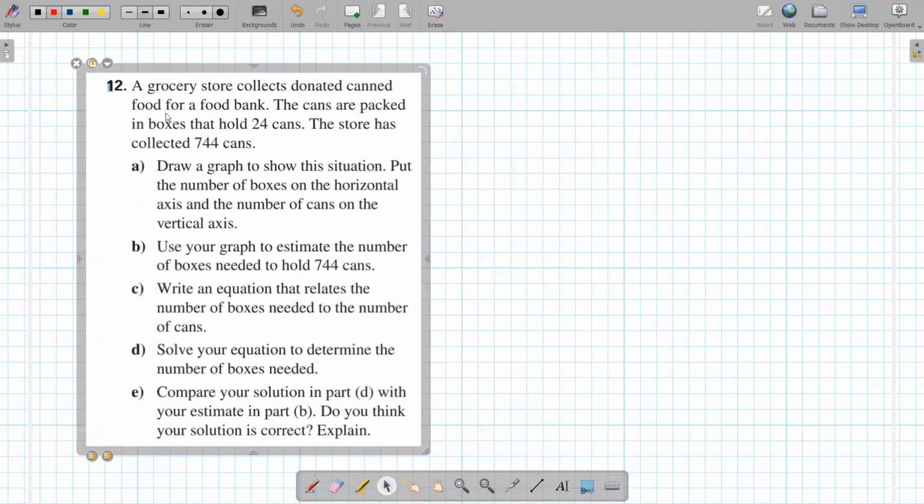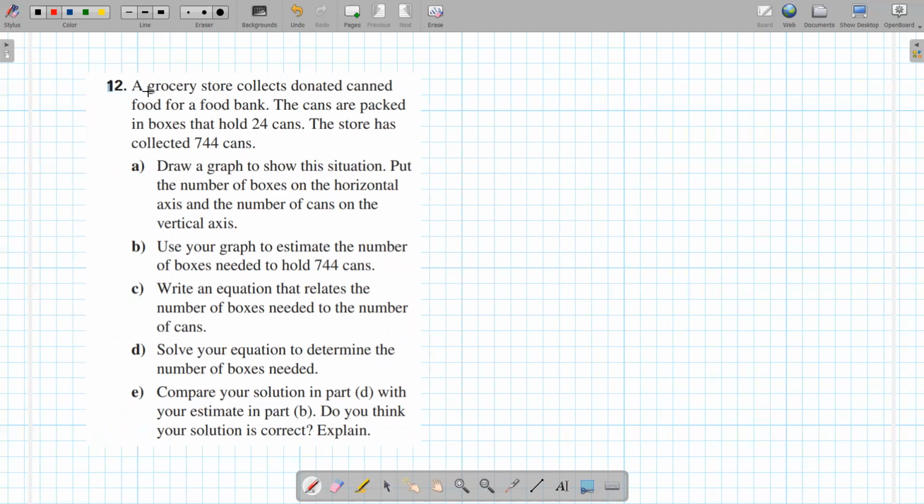All right, see if you can do this. A grocery store collects different cans. The cans are packed in boxes that hold 24 cans. The store has collected 744 cans. Part A says graph this situation.